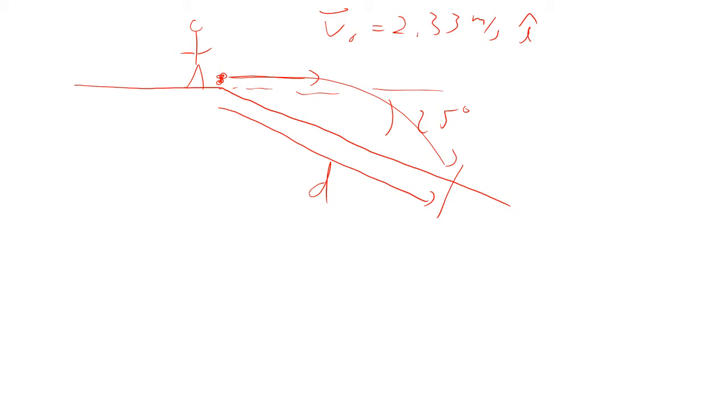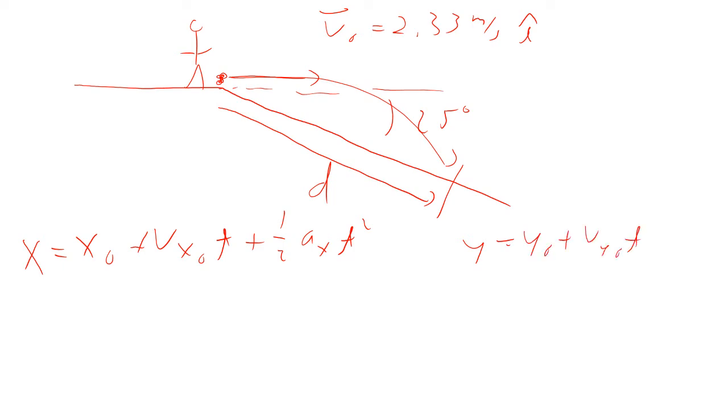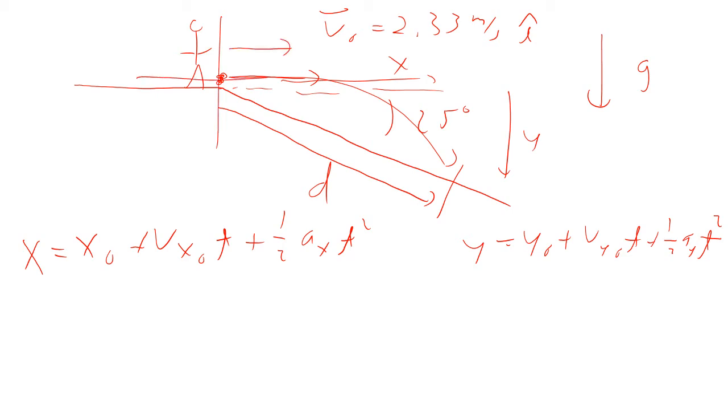Okay, so what do we do? Well, we do the same thing we always do. We look at equations. So x equals x naught plus v x naught t plus 1/2 a x t squared, and y equals y naught plus v y naught t plus 1/2 a y t squared. Okay, so we got the y, we got the x. We know the acceleration is only down, so I can put my origin right here. I can say to the right is positive x, down is positive y.